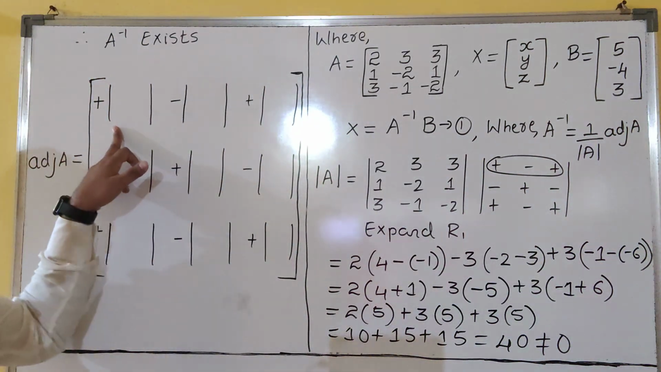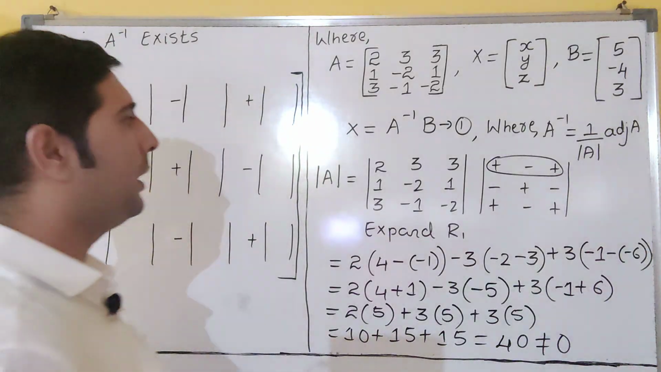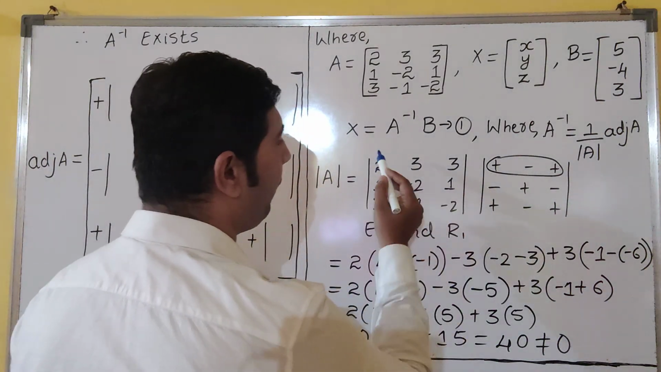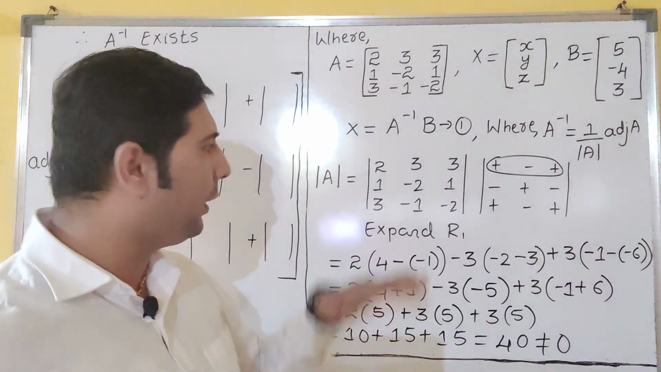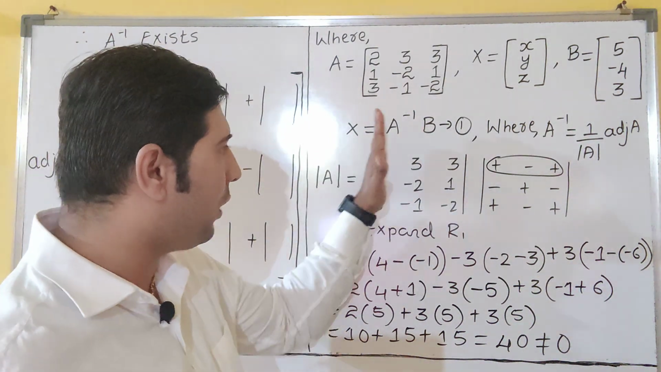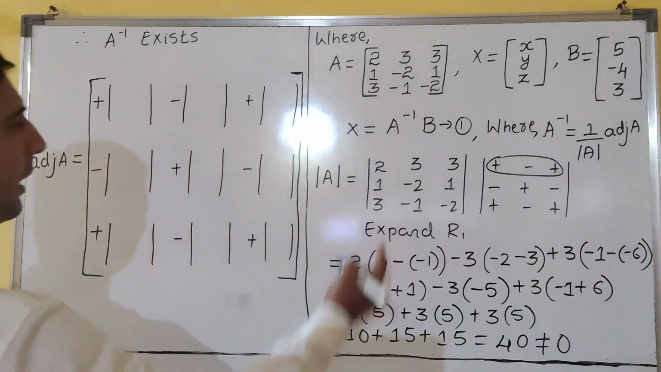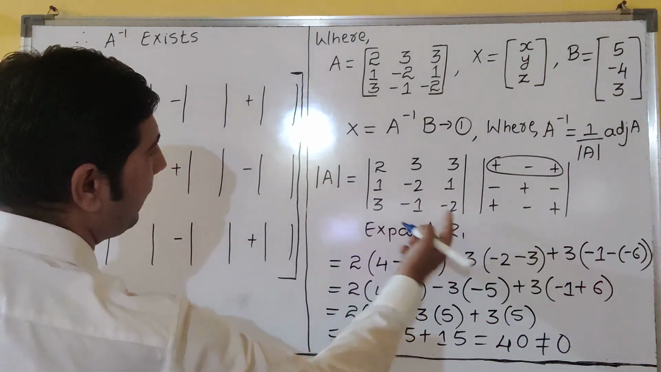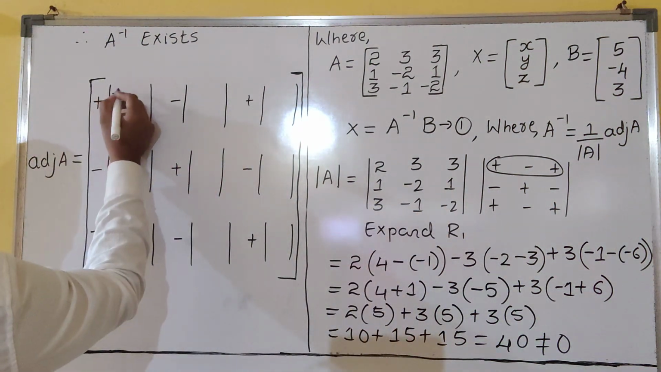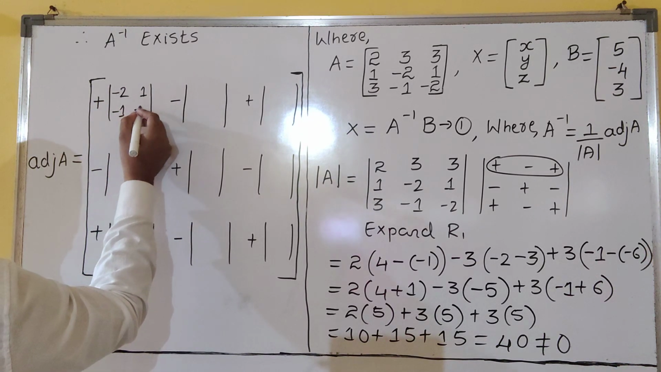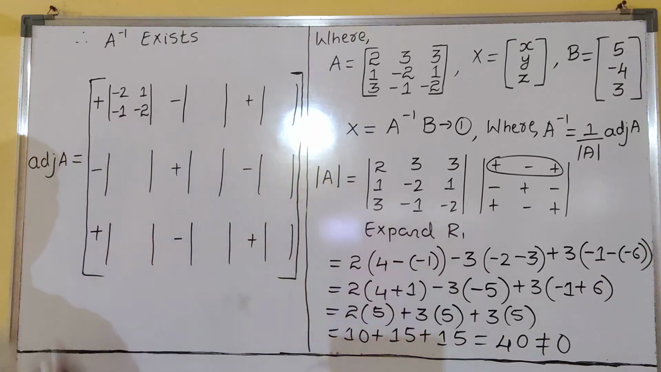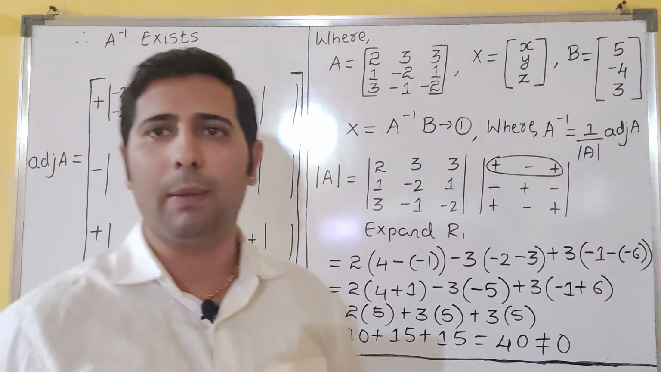So now this one you see. First row, first column: you have to leave the first row, first column. So A11 you will find like this only, no? You have to leave what? First row, first column. What are you left with? Minus 2, 1, minus 1, minus 2, dear students. Clear? First row, first column.